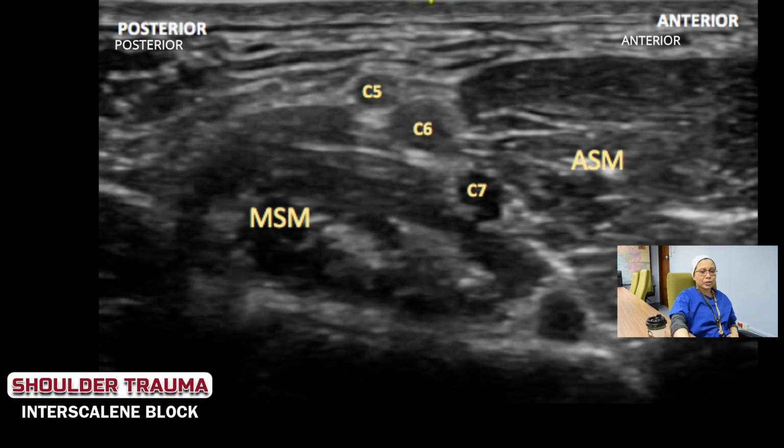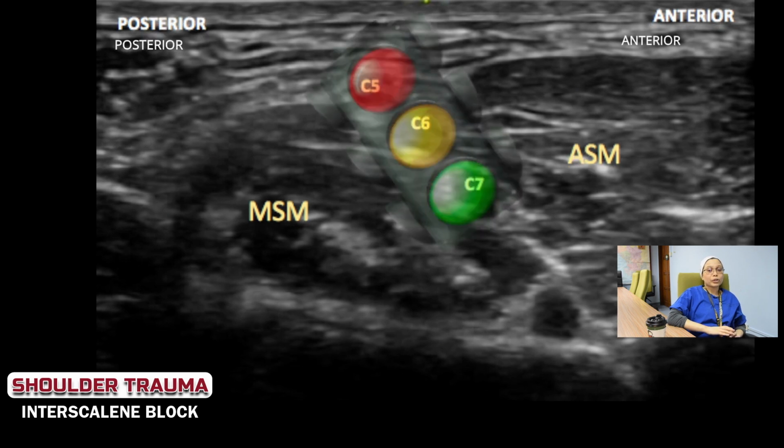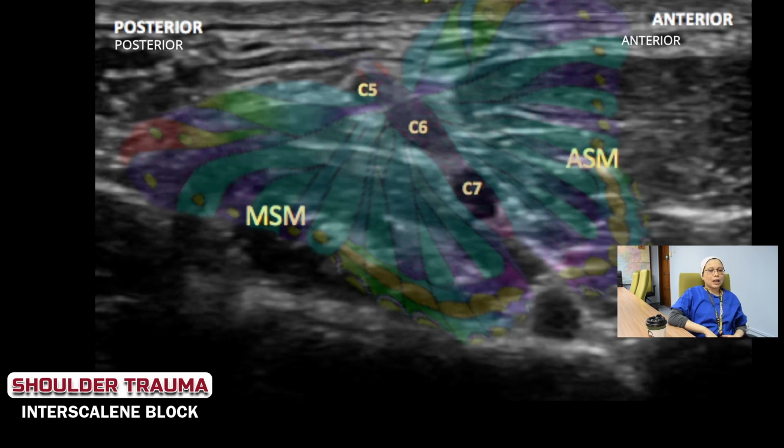Another important structure that we need to take note of is the dorsal scapular nerve, which lies in the middle scalenus muscle. The linear arrangement of the C5 to C7 roots reminds us of a traffic light or even a butterfly, with the wings represented by the scalenus muscles and the brachial plexus depicted by the body.